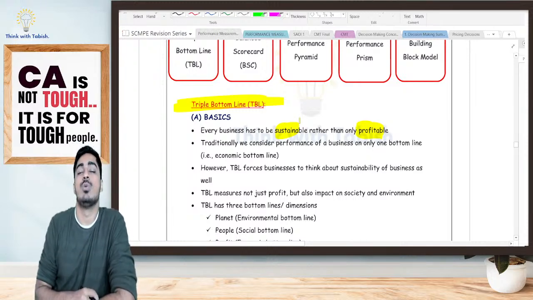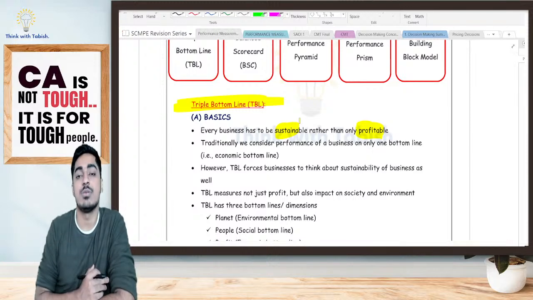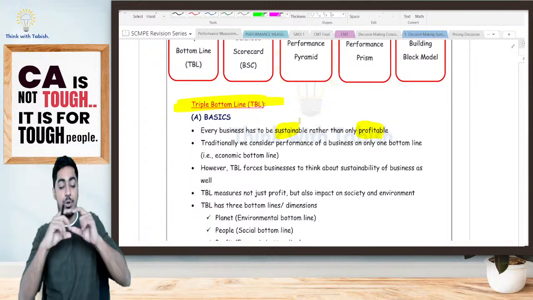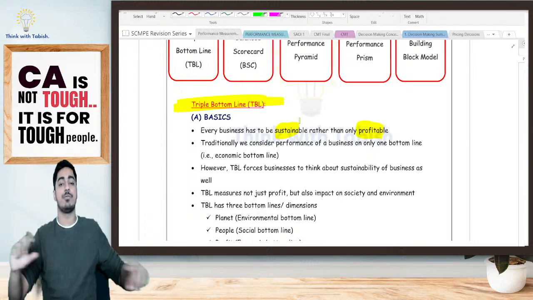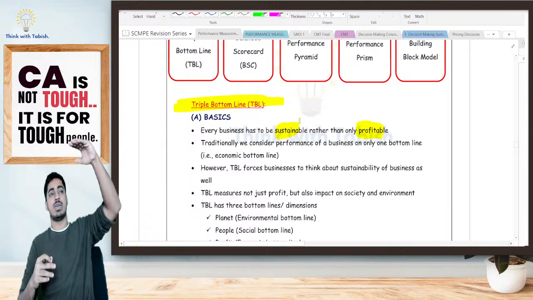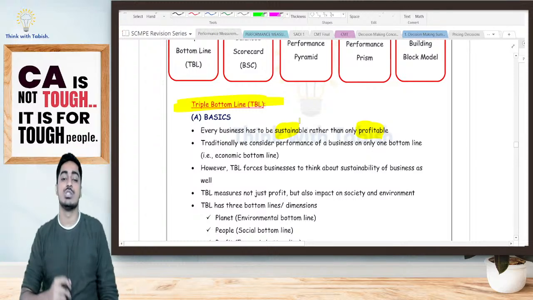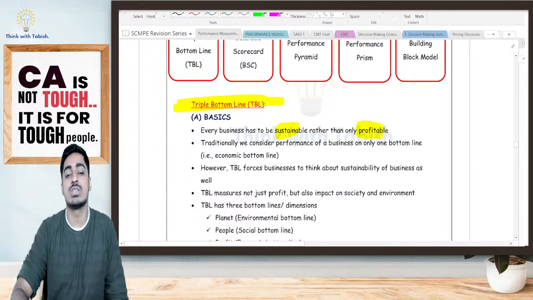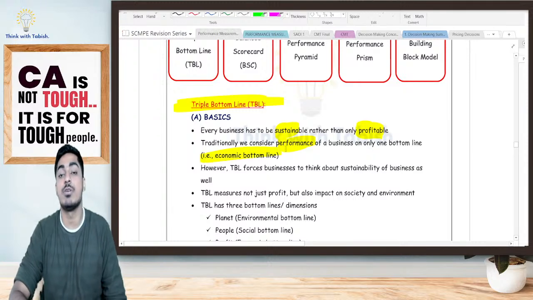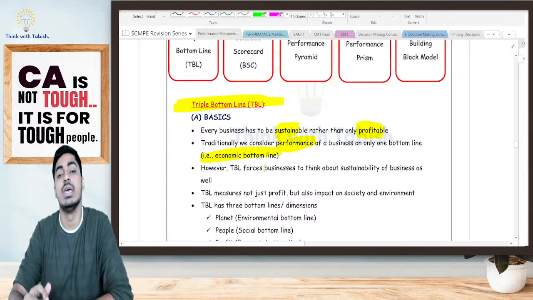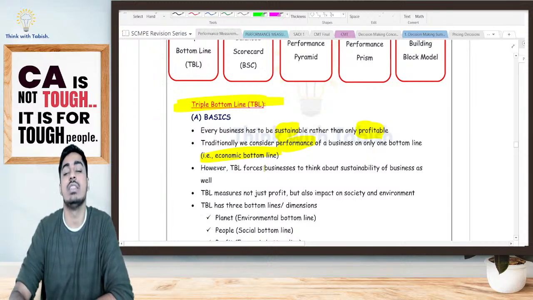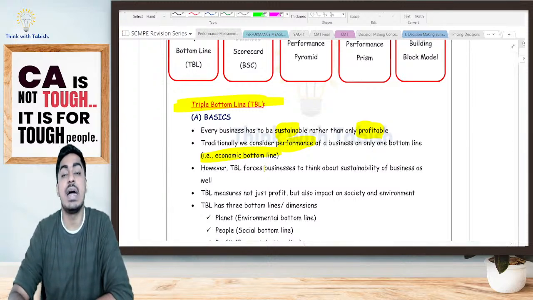So traditionally, how were we measuring performance? We were measuring performance on one bottom line. Generally, we say bottom line. What is my bottom line? Profit. Yes or no? At the end, I start from my revenue. Finally, what am I getting? Profit. So traditionally, performance was considered only on one bottom line, that is profit. How much profit has this business earned? 10 crore. Okay, good.